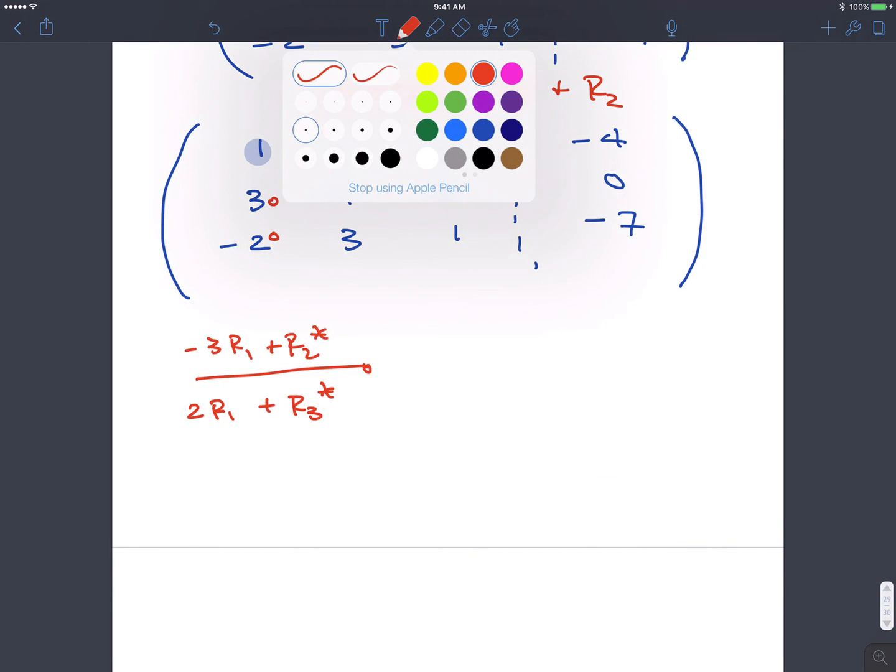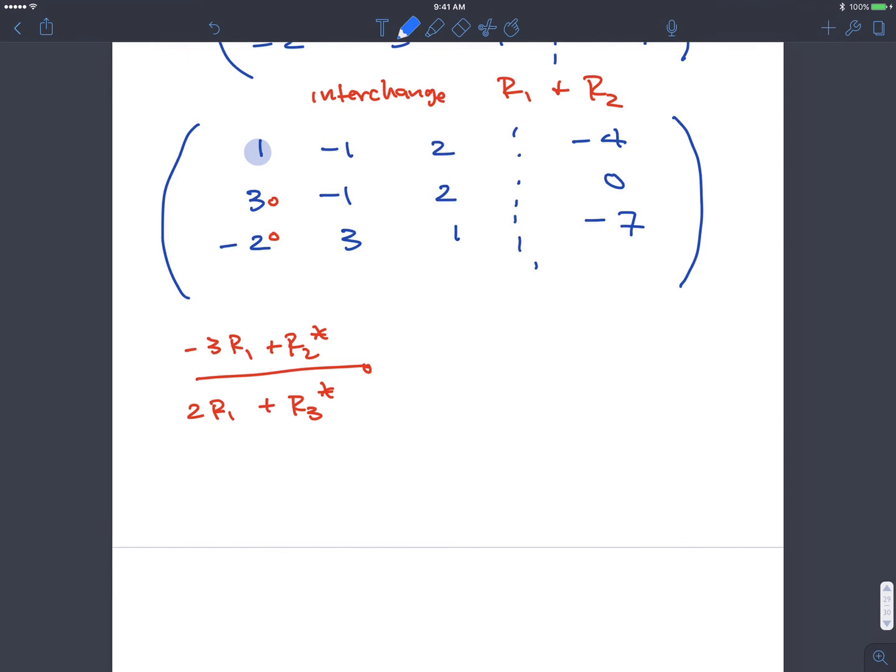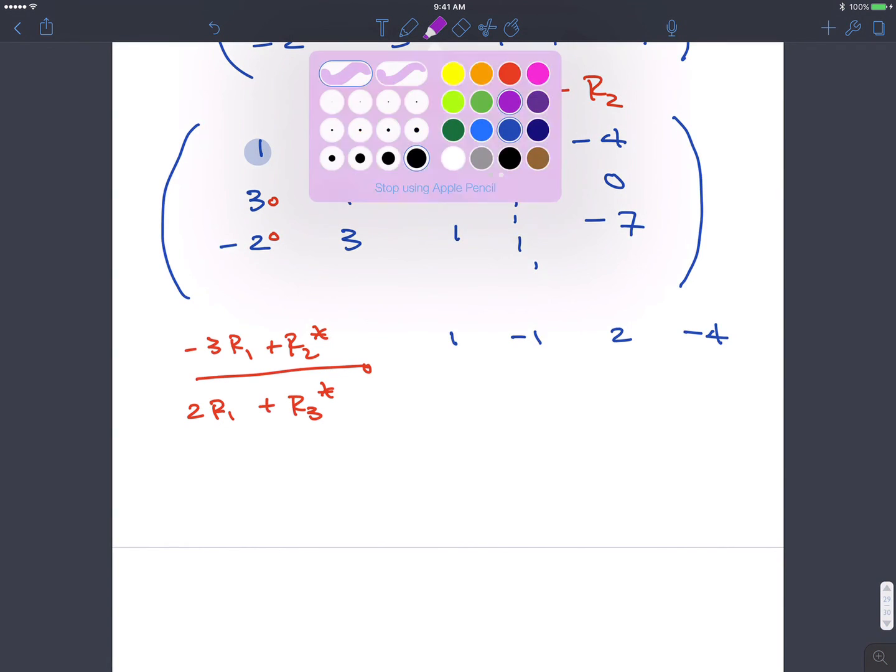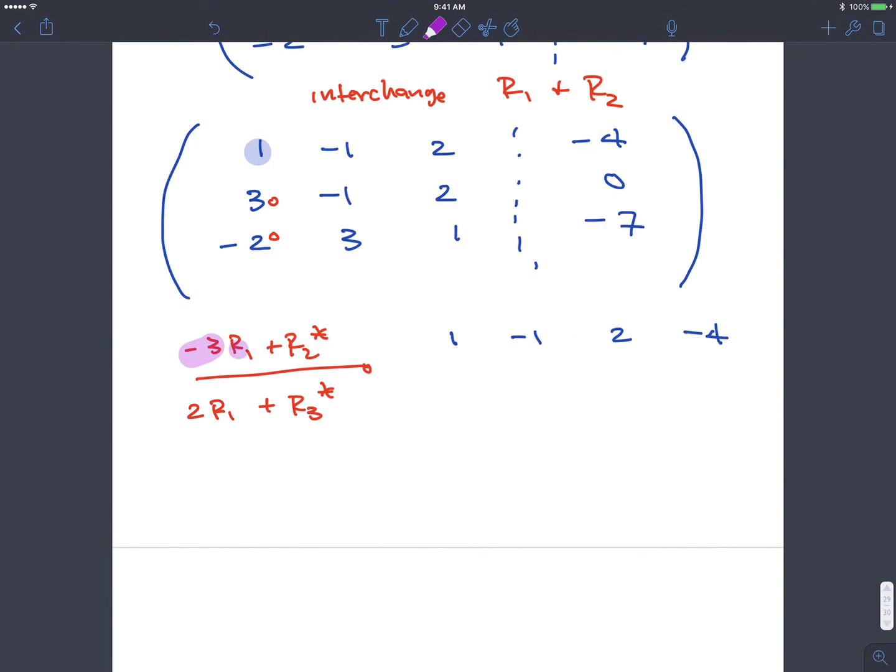Okay, let's see what we can do. Notice again that we're not changing row 1, so we're going to have our entries: negative 1, negative 2, 2, negative 4. So negative 3 times row 1 is going to be added to row 2.